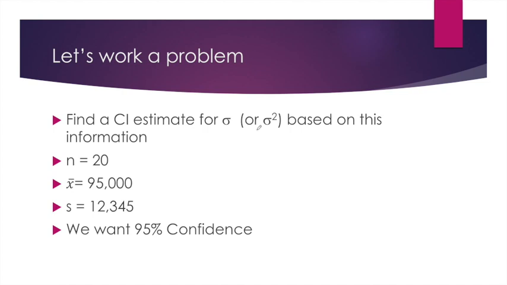So let's work out a problem. We want to find a confidence interval estimate for sigma, or sigma squared, based on this information. N is 20, so my degrees of freedom is going to be 19. We have a mean of 95,000, a standard deviation of 12,345, and I want a 95% confidence interval. So I know the area in two tails is going to be 0.05. So that means the area in one tail is going to be 0.025.